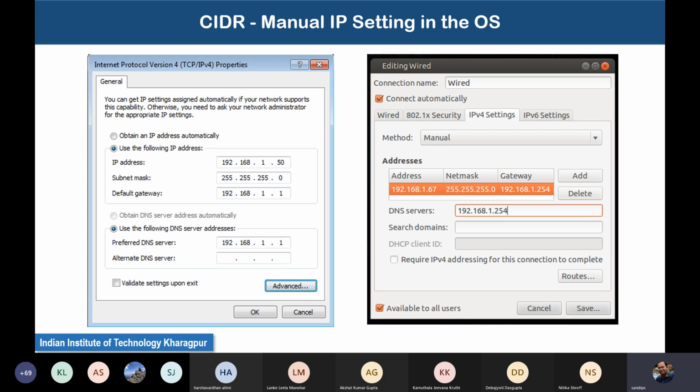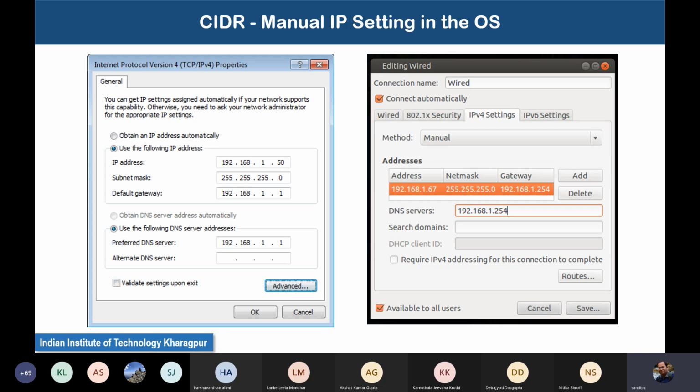Similarly, in case of a Linux machine, you can give the IP address, you can give the net mask, and you give the gateway. Apart from that, we need to provide the DNS address, the IP of the DNS server. So you learned about DNS earlier. The IP of your DNS servers needs to be given so that whenever you are trying to resolve some website using names, you can get the corresponding IP address from the DNS.